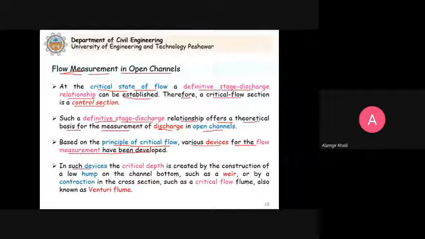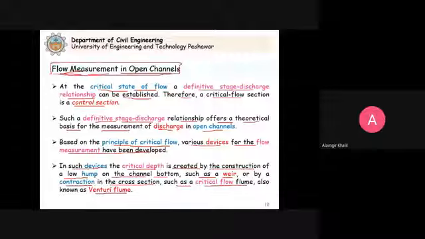In such devices, the critical depth is created by the construction of a low hump on the channel bottom, such as a weir, or by a contraction in the cross section, such as a critical flow flume, which is also known as the Venturi flume. So now under this topic, flow measurement in open channels, we will primarily focus on two devices. One is the broad crested weir, and the second one is the critical flow flume, also known as the Venturi flume.